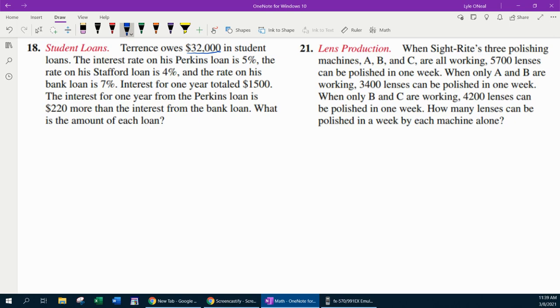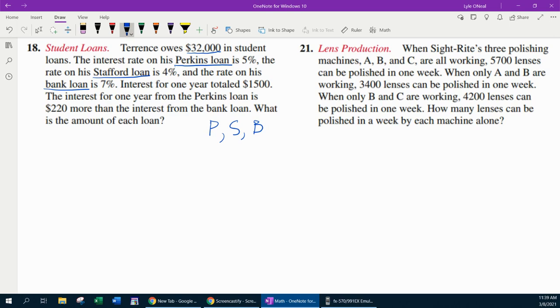So the first thing I want to do is come up with variables for the Perkins loan, the Stafford loan, and the bank loan. Let's simply call those P, S, and B. Does that make sense? Perkins, Stafford, and bank. If you want to use X, Y, Z, just make sure you clearly label what each one of those variables represents.